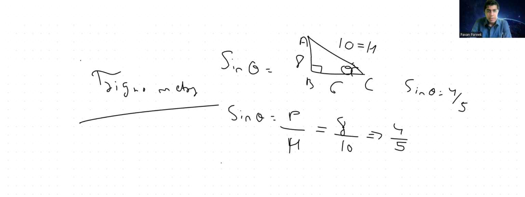So sine theta can be greater than or equal to 0 and less than or equal to 1. It means sine theta cannot be greater than 1 and sine theta cannot be less than 0. It can be 0, yes. It can be 1, yes. But it cannot be greater than 1 or less than 0. This is what sine theta is all about.